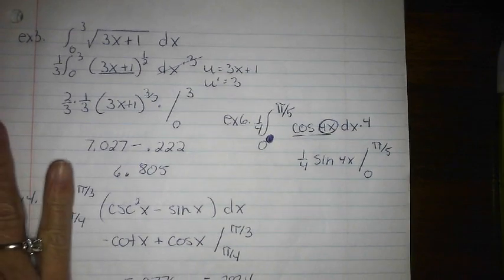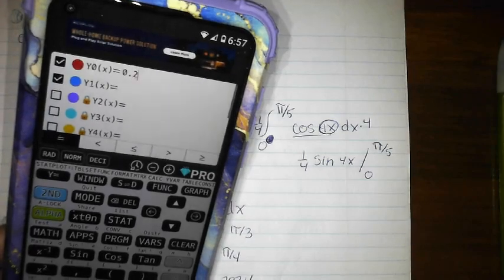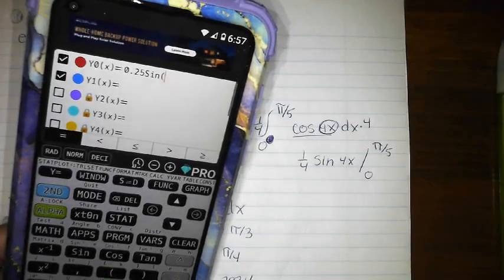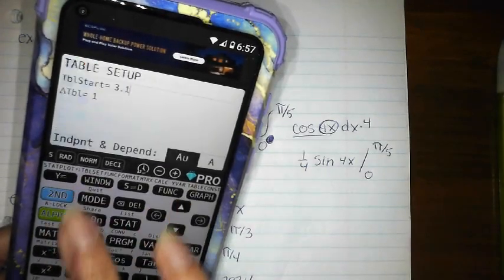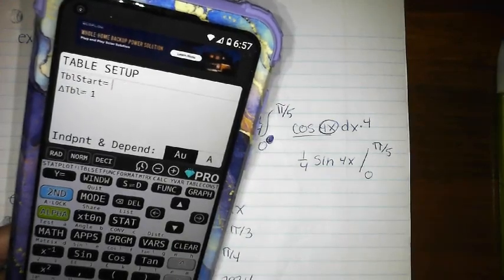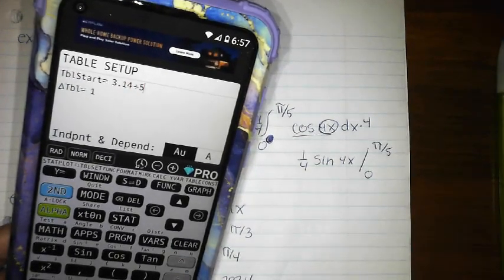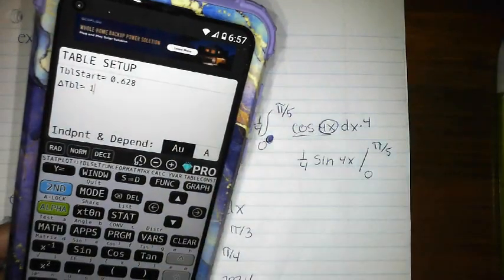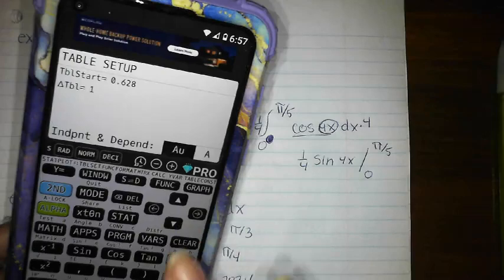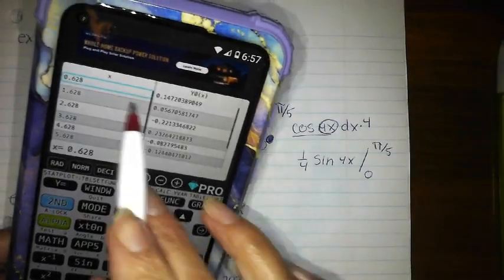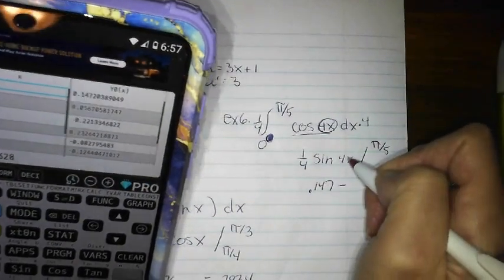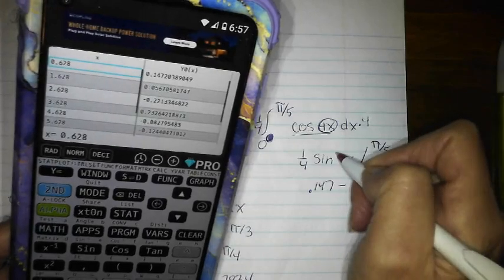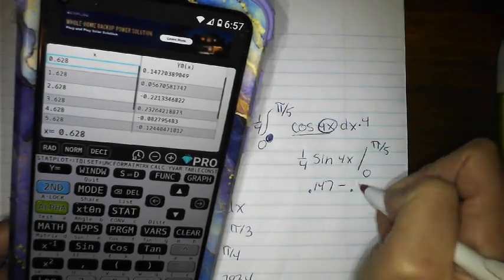So one more time with the plug and chug. 0.25 sine 4x. Second table set. 3.14 divided by 5. I know the graphing calculator actually lets you just put in pi over 5. This one's not. 0.147 minus putting in the 0, sine of 0. So that'll be 1/4, so 0.25.